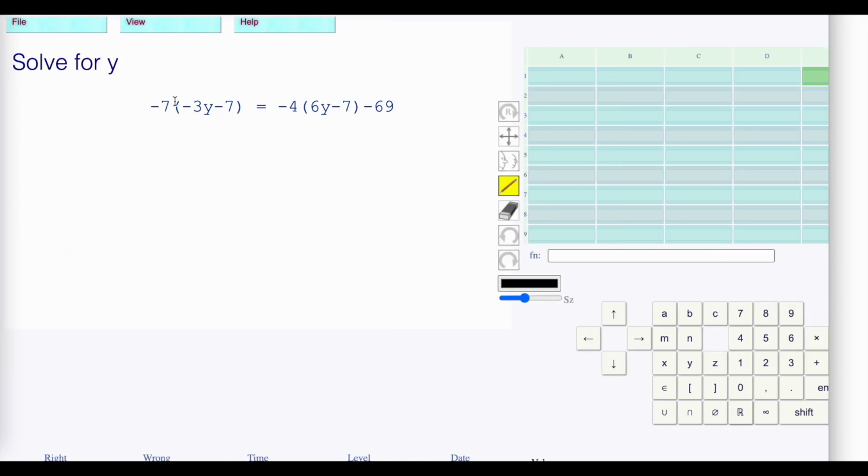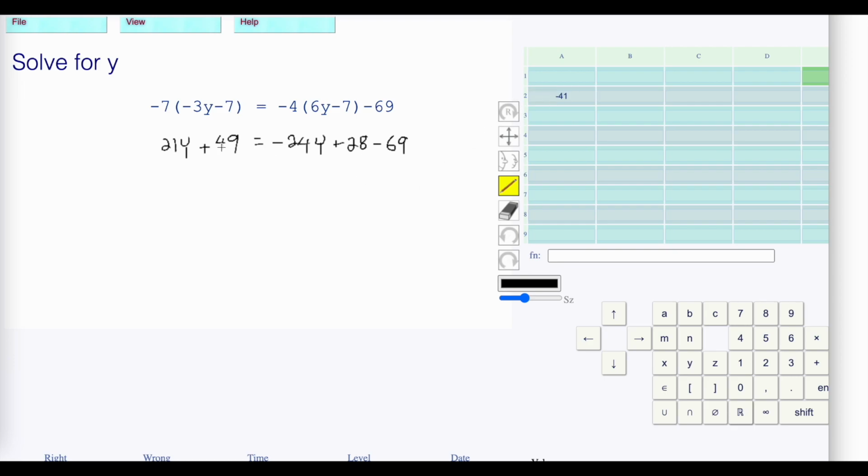I have a negative times a negative is positive, so I have positive 21y. Then the negative 7 multiplies the negative 7, giving me positive 49, is equal to. The negative 4 is going to multiply the 6y, giving us negative 24y. And then the negative 4 is going to multiply the negative 7, giving positive 28, and then minus 69. These two are like terms. I have 28 take away 69 is negative 41. So I'm going to rewrite that as negative 41.